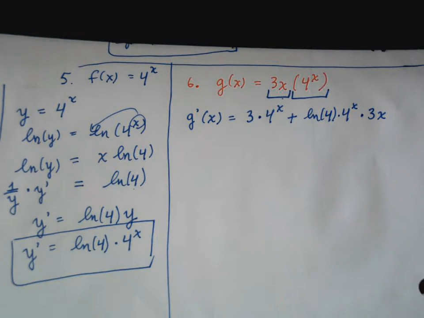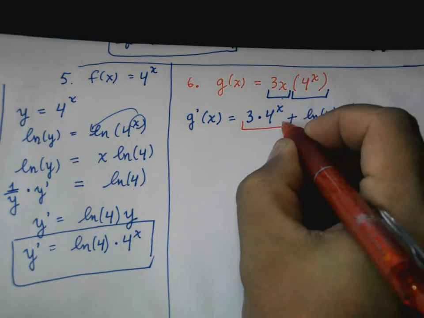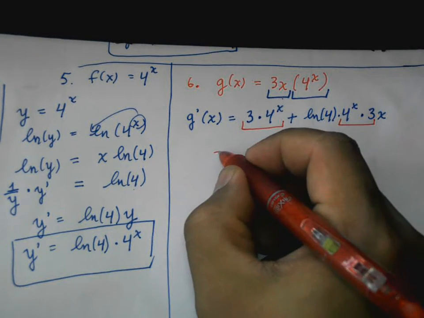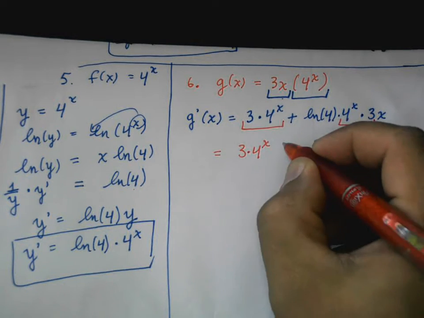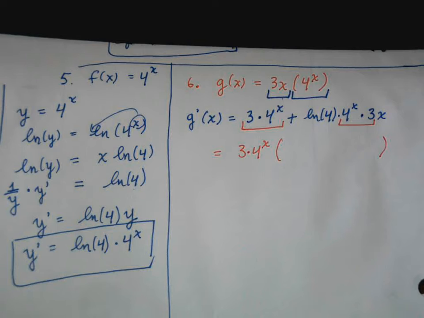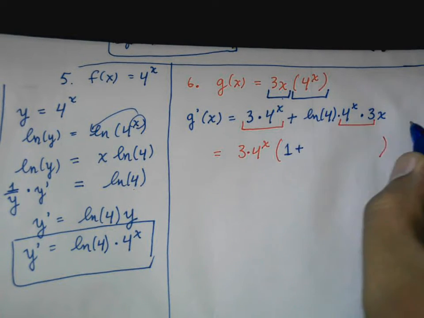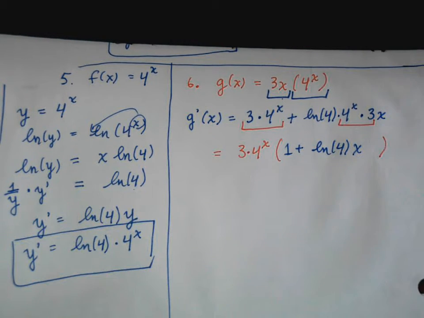the first part. Now what we can do is a little bit of additional factoring. We can factor out 3 and 4 to the x. So we're going to say 3 times 4 to the x, parentheses, and what do we really have left? Well, we have 1 plus the natural log of 4 times x.